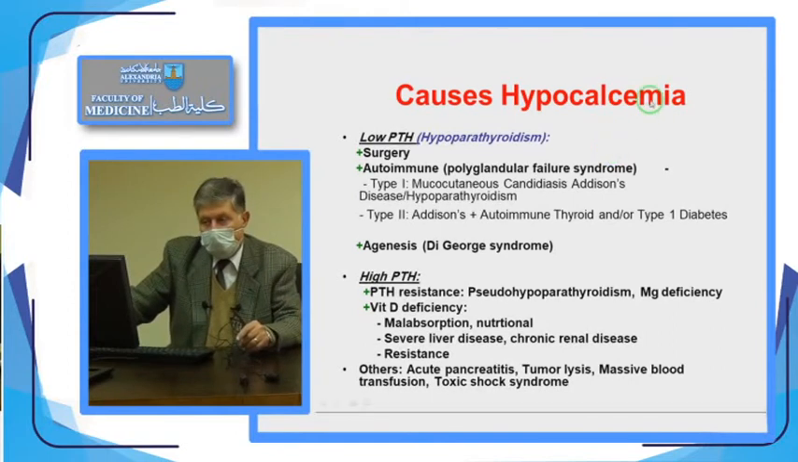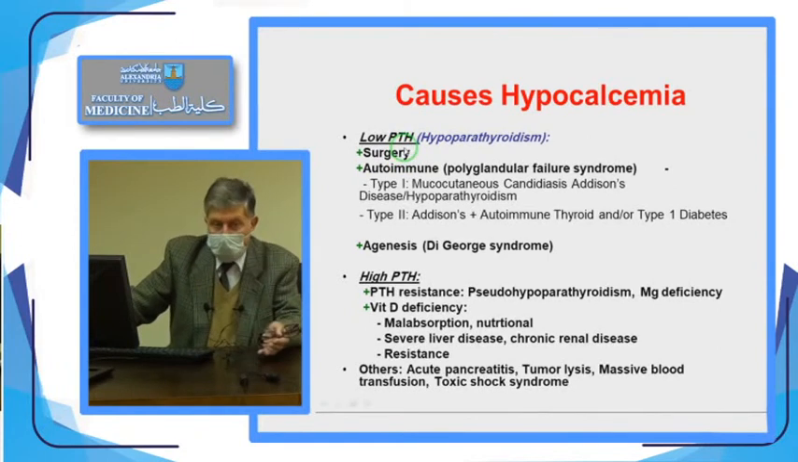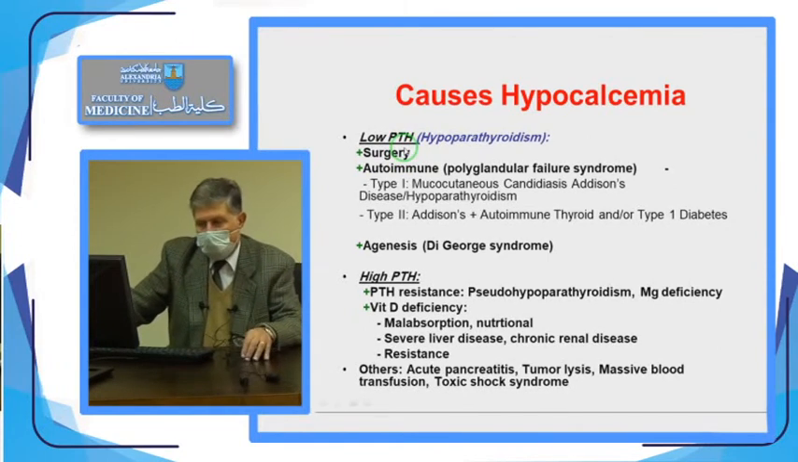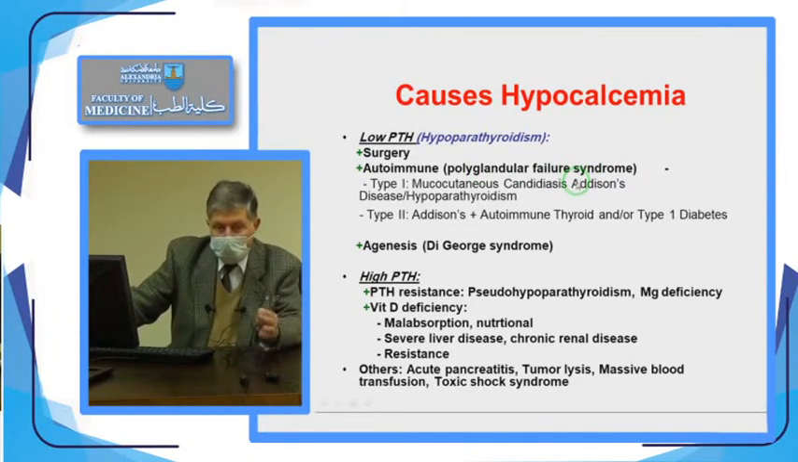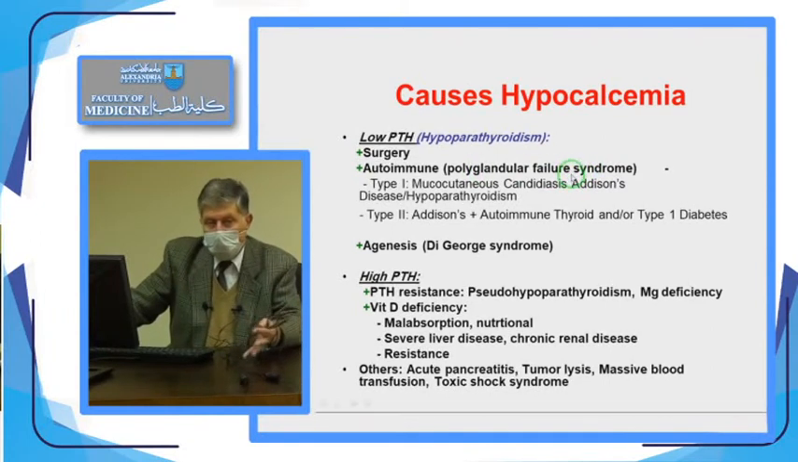And here we have to recognize the different causes of hypocalcemia. And of course, hypocalcemia can be due to hypopara, and in this case the calcium will be low and the PTH will be low. And the most common causes are surgery, post-operative, whether post-thyroidectomy or after parathyroid surgery. And the other cause is autoimmune polyglandular failure syndrome. In the polyglandular failure syndrome, there is multiple failure of the different endocrine glands.